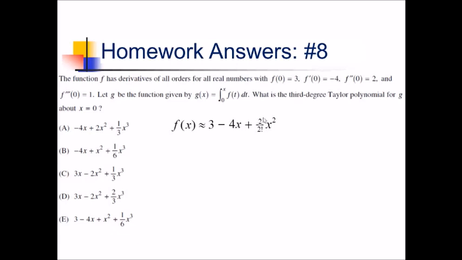And finally, I don't really have to go out one more, but I'm going to. We're going to have f triple prime over 3 factorial times x cubed. So that's 1 over 3 factorial x cubed. All right, now I need to take an integral of this thing. But before I do that, I'm actually going to simplify this just a little bit to make my life easier. So I've got 3 minus 4x plus, this is just going to be x squared, and then this will be 1 over 6 x cubed.